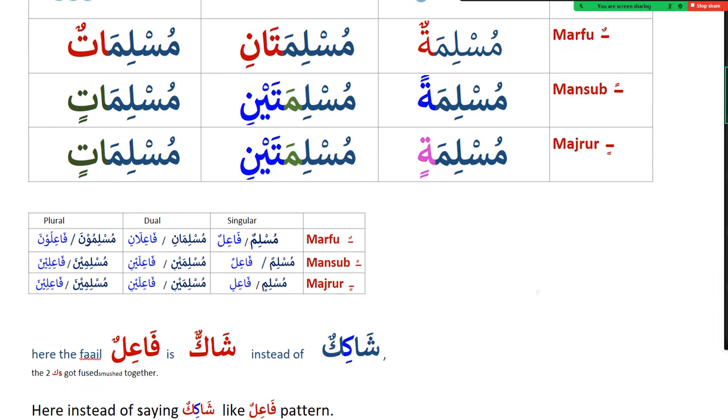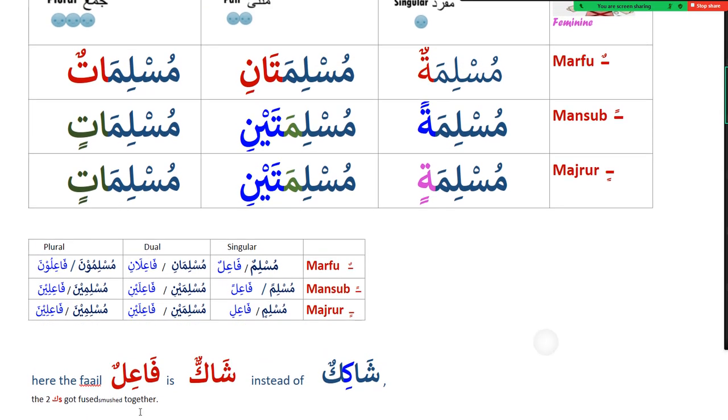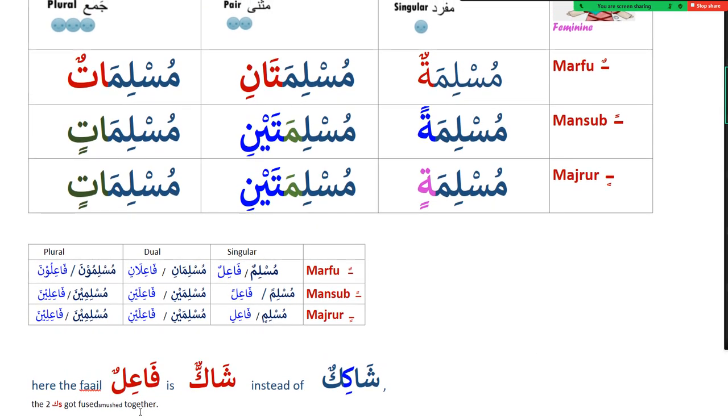So I'm going to teach you about the fa'il. How do you make the fa'il? If it was nasara yansuru in the regular verbs, you would make it nasirun, the helper, right? So here, with the fa'ilun pattern, if you take shakka, sheen kaf kaf, it becomes shakikun. Like fa'ilun, it's going to be shakikun.